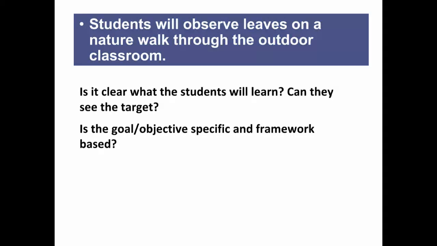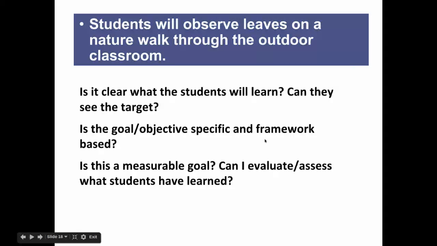It's specific about, I guess, where we're going, but it's not specific about what I'm learning. And I'll tell you also, it's not very well framework-based. Nowhere in the 7th grade science framework does it say that people should just look at leaves. This is the most important one. Is it measurable? Is it clear how I could, as the teacher or as a student, assess my learning?